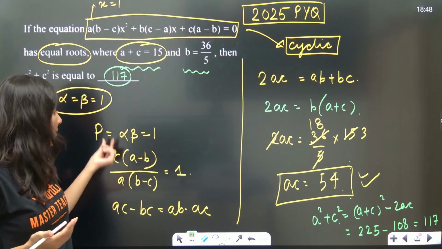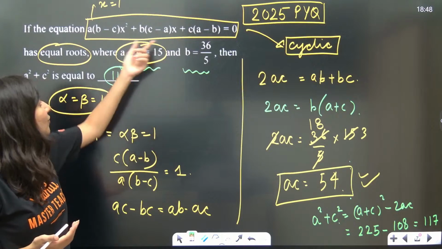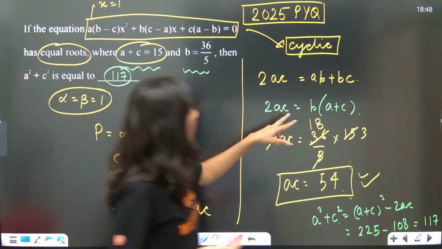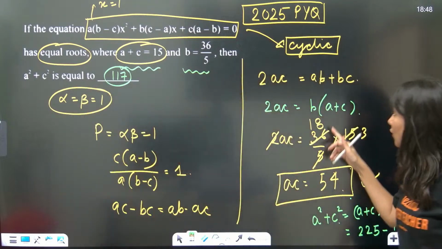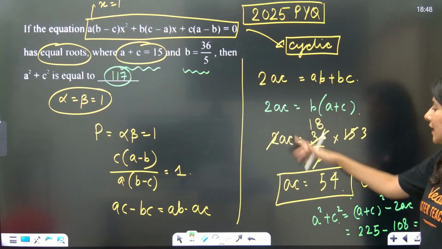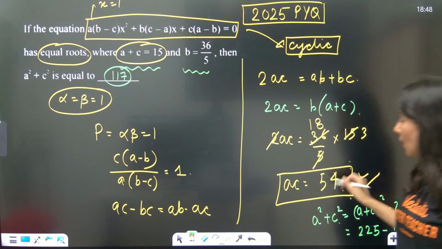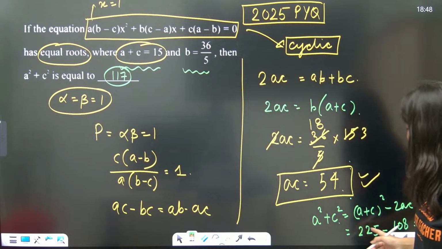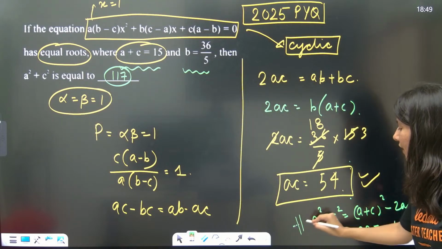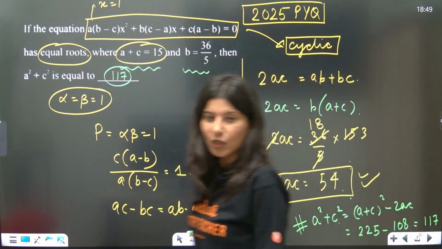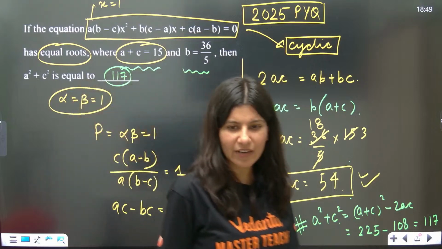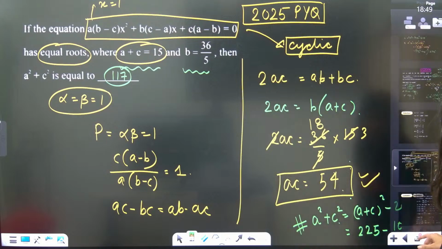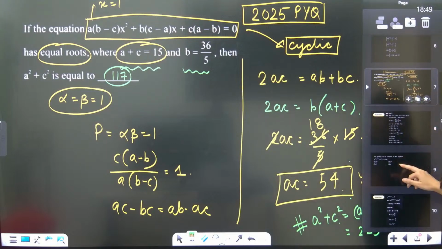Product of roots, alpha and beta, is equal to 1. Product of roots will be C by A, so that means this is 1. If you solve it, you will realize A plus C and value of B, if you put, you will get the value of AC. Now you have A plus C and AC, so you can calculate A square plus C square by this formula. Okay, so this is done. What do you think? Easy question, alpha category question or not? So you need to find such questions in order to get the marks in mathematics.